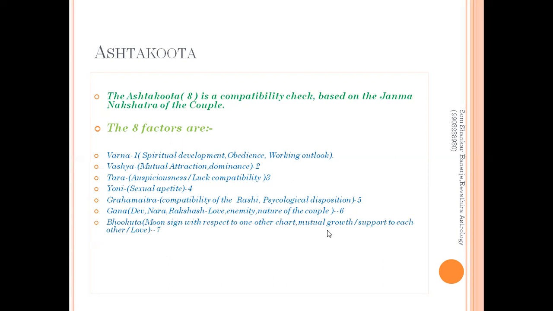Then Bhukuta, one of the most important things, which has 7 points. It is about the love, the support towards each other, how the couple will support each other in the journey. A marriage is, for a Hindu, a lifelong journey. So it's about how the love is in the couple, how they will mutually support each other to grow. That is about the Bhukuta.